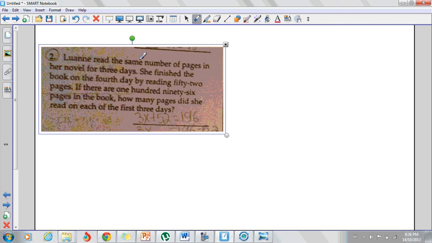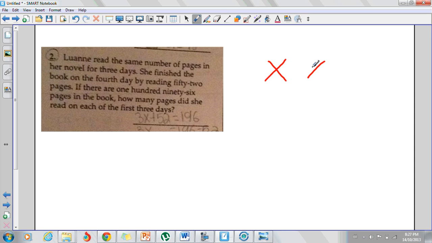Looking at this one, it says Luann read the same number of pages in her novel for 3 days. Okay, fair enough. So let's put the amount for 1 day. If we said X was the amount for 1 day, we don't know what it is. And then she read the same the next day, so that's X again. And then she read the same the next day, which is X again. So X plus X plus X. For 3 days she read the same amount, so she had 3 X's. We can just combine that: X plus X plus X is 3 X's.